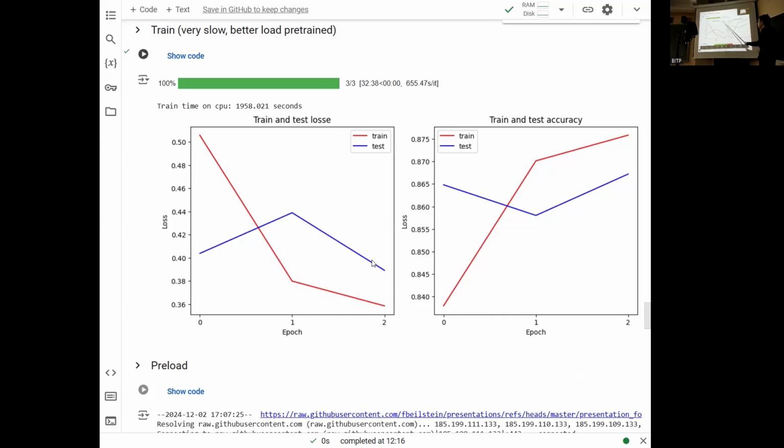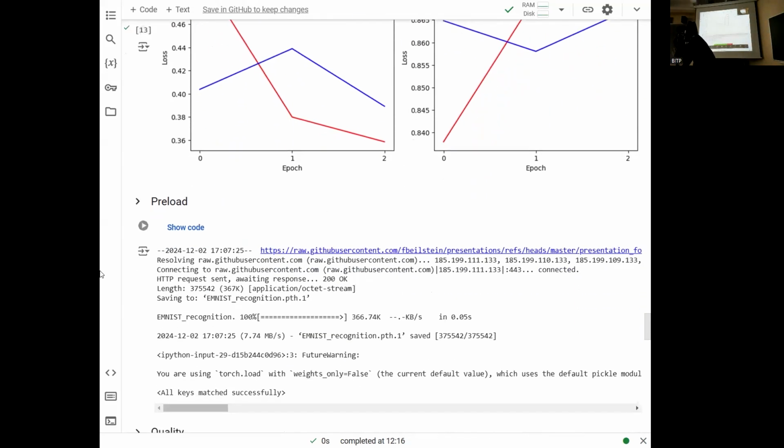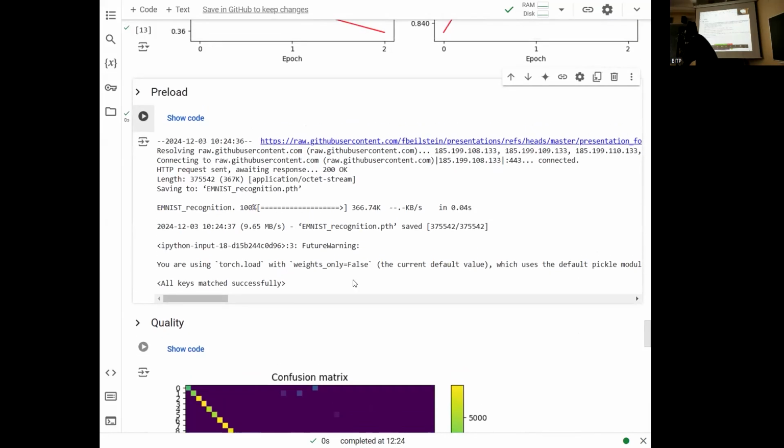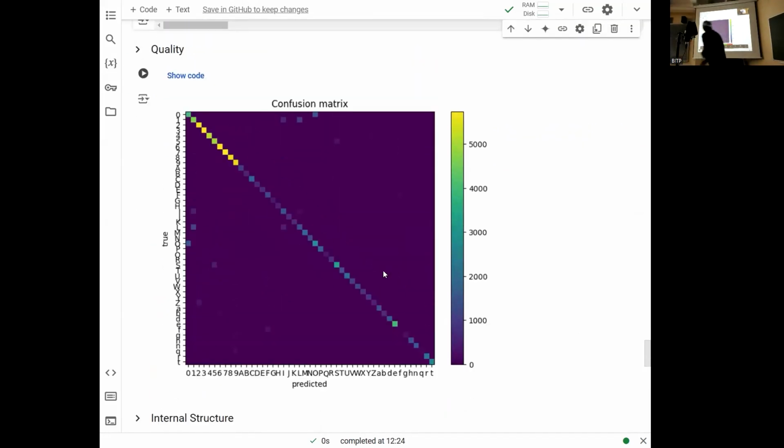You see two lines. This is the train set and this is the test set. The train set is basically the set that I'm using to train my neural network. The test set I don't show to my neural network, but I use it as a check of how well my neural network performs on data it has never seen. That's what I want. Okay, I will not retrain it as it takes too long. I just load the pre-trained network.